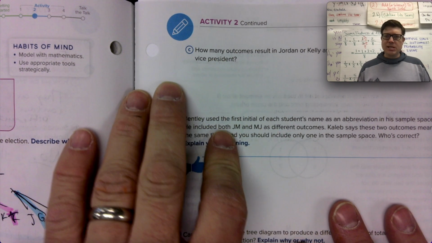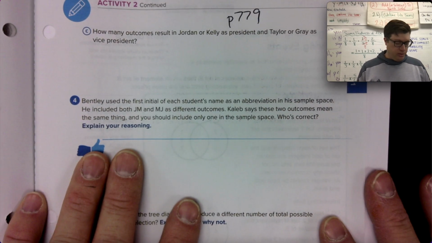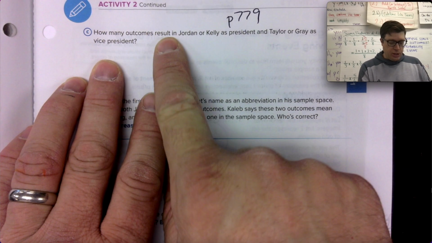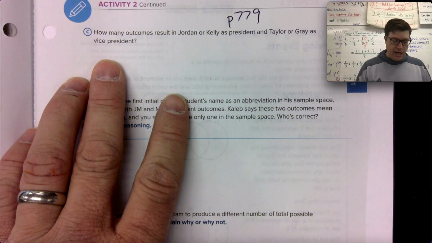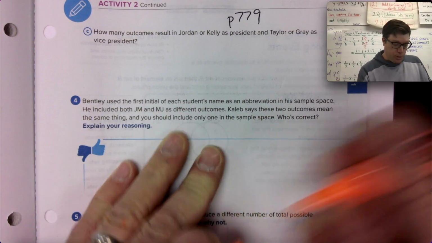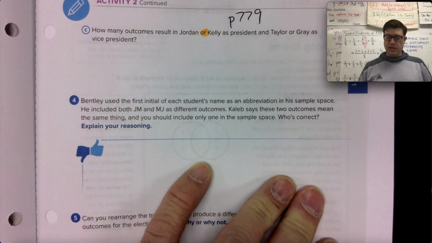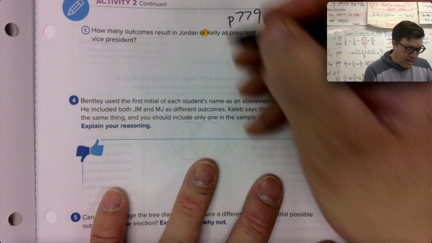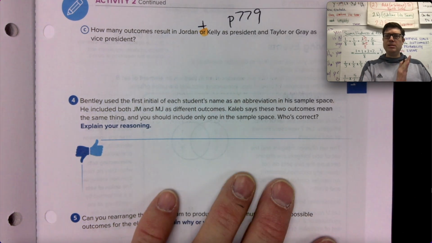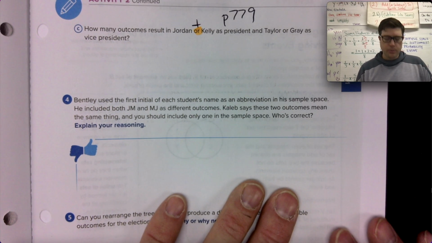This is 3C. It's a continuation from the previous page, previous question. How many outcomes result in Jordan or Kelly? So that word or is super, super critical and necessary to help us explain. We're going to be allowing two different things to possibly happen, and that's an add scenario. Or means add in probability.